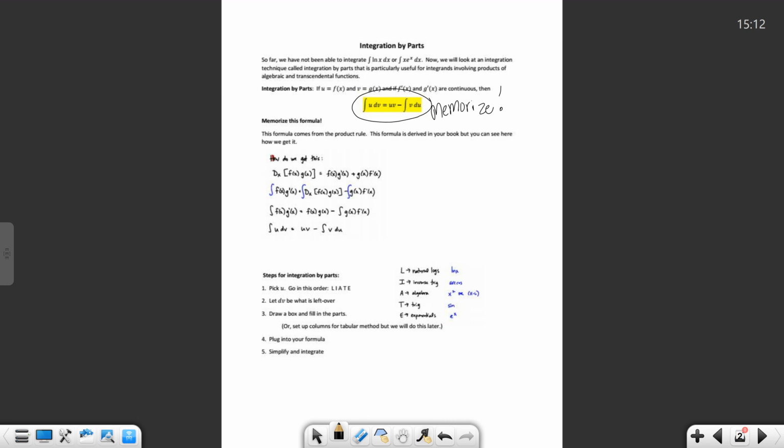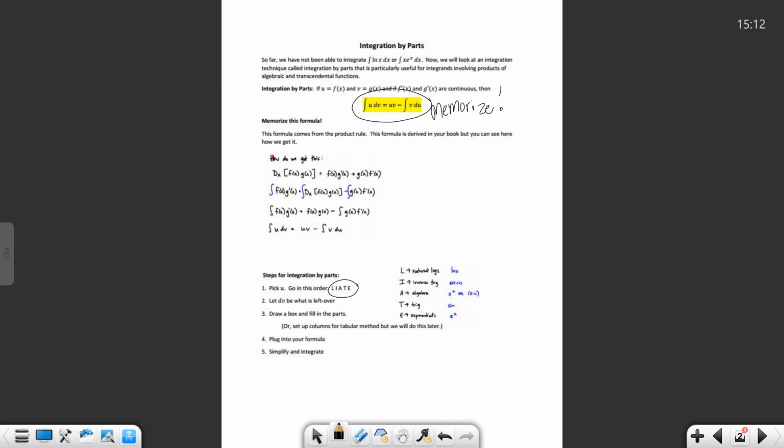It comes from the product rule, and you can see in your book how to get it, but I kind of showed you right there. What you also want to memorize, look at your steps for integration by parts. Your first step is to pick u, and you go in this order: L-I-A-T-E. You want to memorize that. L stands for natural logs, I is inverse trig, A is algebra, T is trig, E is exponentials. That's not going to make a ton of sense to you right now, but when we start these examples, I'm hoping to make that clear.